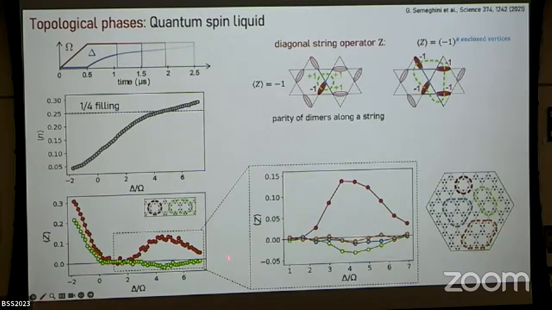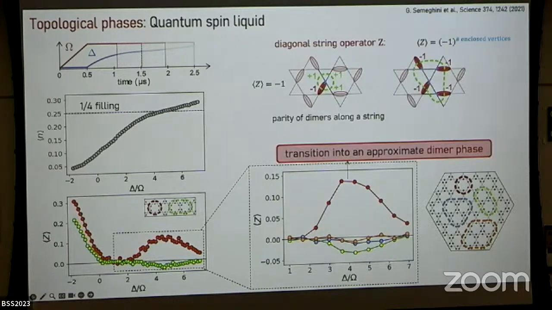And again, we can zoom in this region and measure for loops of different sizes. So we go bigger and bigger, and we see that we have a finite expectation value for all these loops, and the signs match with the parity of the vertices inside. So here the conclusion is we're observing a transition into an approximate dimer phase, where the word approximate is important.